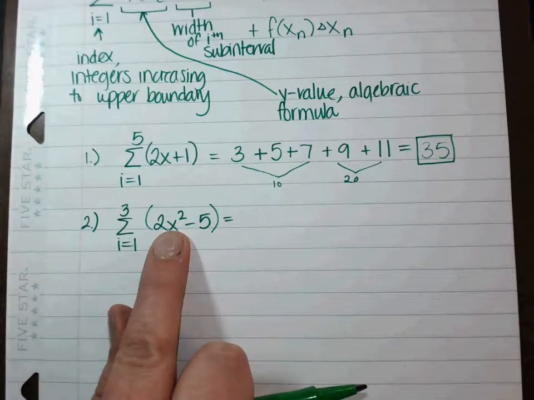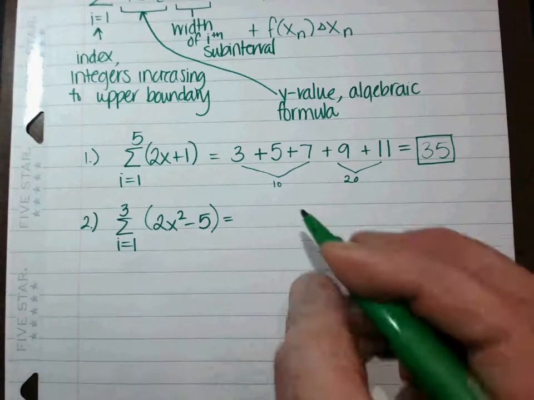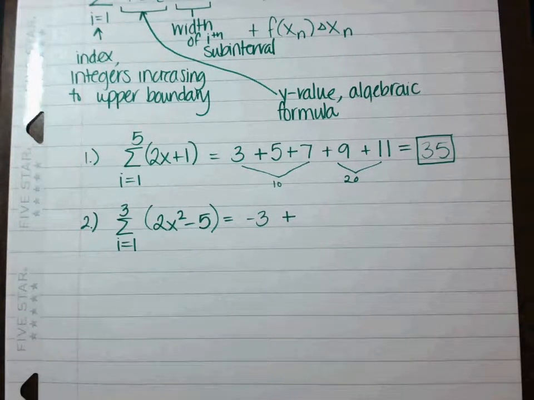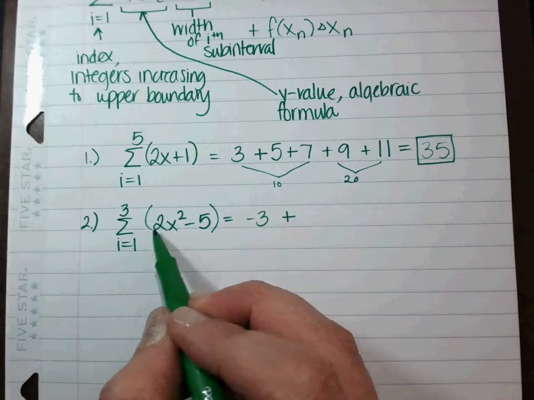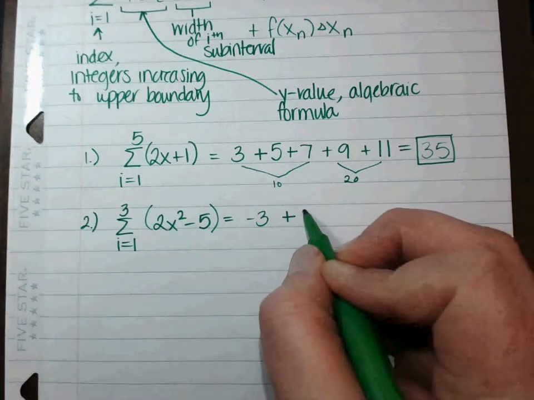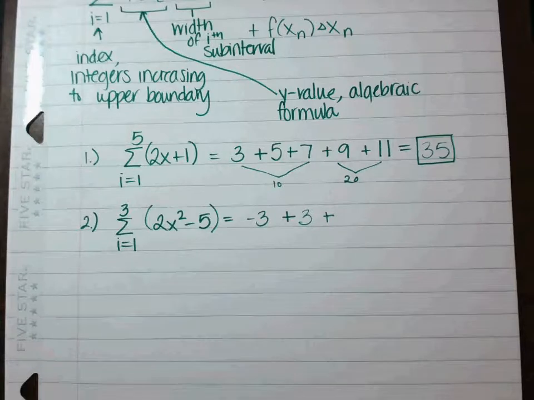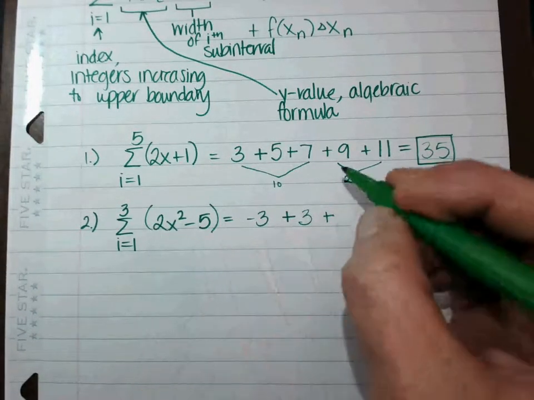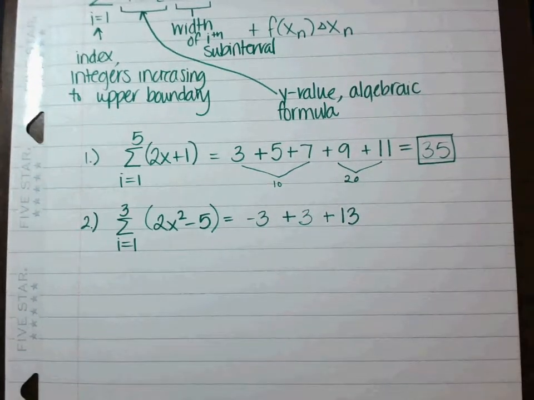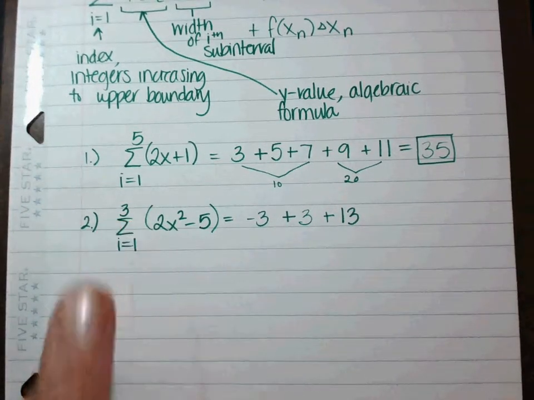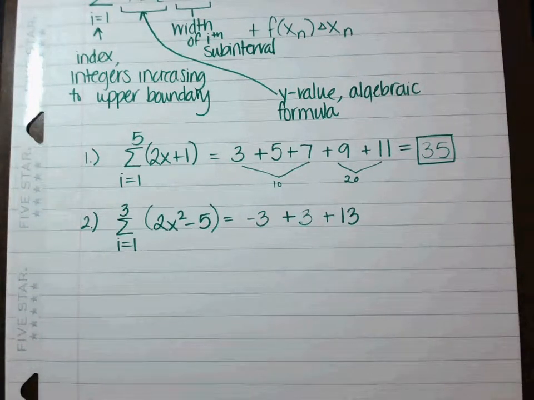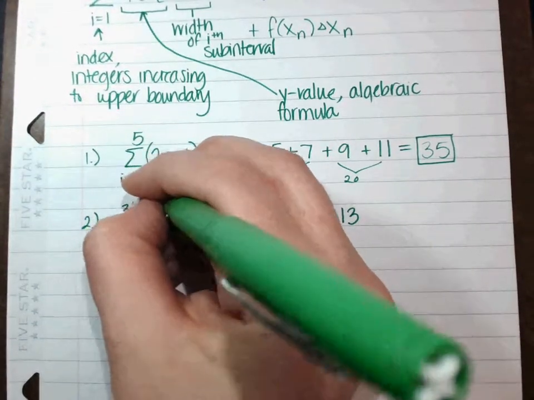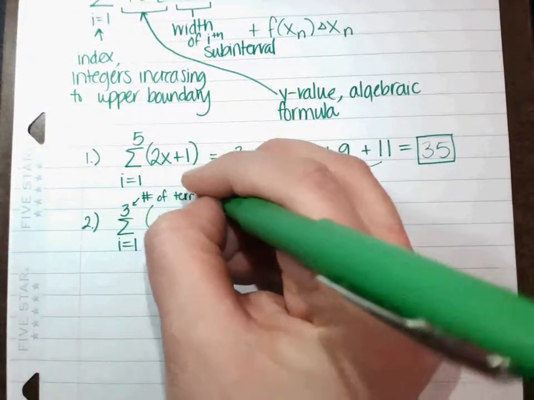1, 2. Minus 5 would be negative 3 plus 4. Okay, I plugged in 1, now I'm plugging in 2. What's 2 squared? 4. Times 2 is? 8. 8 minus 5 is? 3. 3 plus. Okay, next I'm plugging in 3. What's 3 squared? 9. Times 2? 18. 18 minus 5? 13. Okay, now let's say that I change this to a higher number. You would keep going. Because it's 3, I stop there. Got it? Okay, so this number tells you the number of terms in the sum.